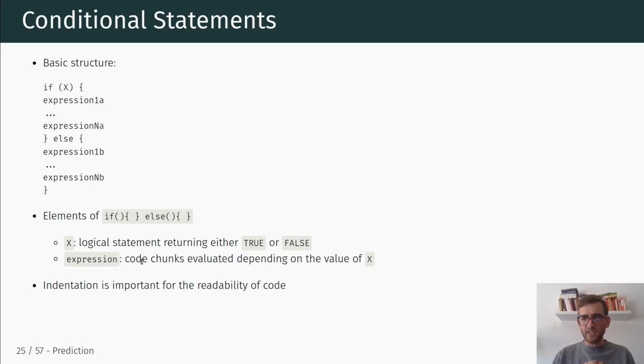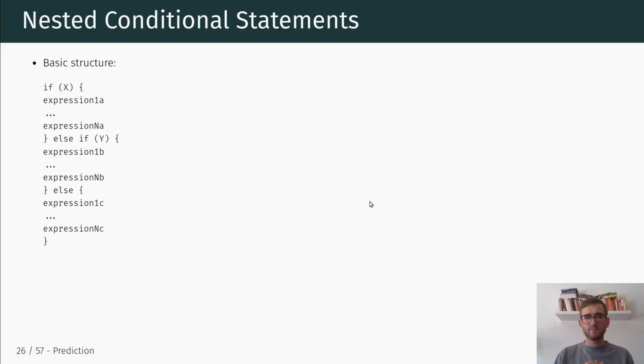X here is a logical statement that can be either true or false, and then depending on that state we will run one code or the other code. These expressions are code chunks evaluated depending on the value of x, right? Especially if we're combining if statements and loops, or multiple if statements nested within each other, indentation is really important to make this code readable. And again, we're going to look at a couple of examples here.